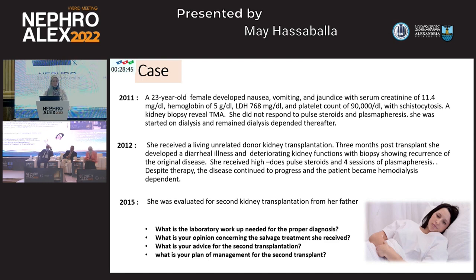In 2012, she received a living unrelated donor kidney transplantation, and 3 months post-transplant, she developed a diarrheal illness and deteriorating kidney functions with biopsy showing recurrence of the original disease. She received high-dose pulse steroids and 4 sessions of plasmapheresis, and despite therapy, the disease continued to progress and the patient became hemodialysis dependent. In 2015, she was evaluated for a second kidney transplantation from her father.